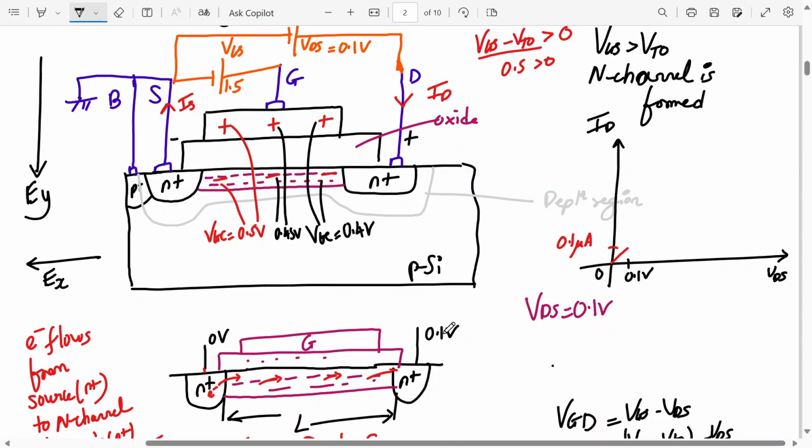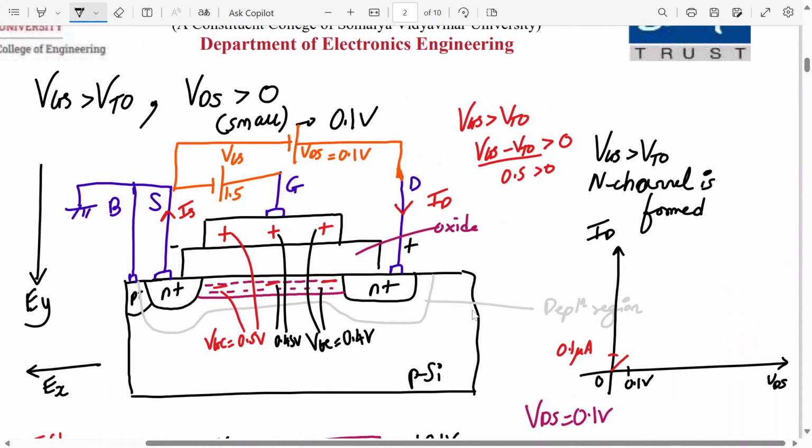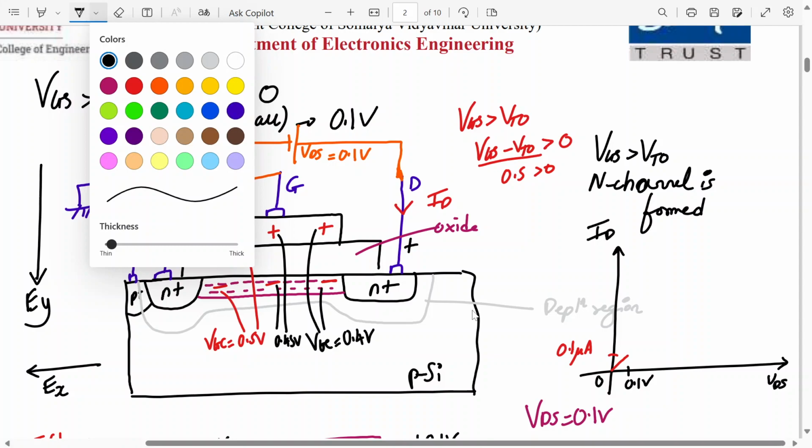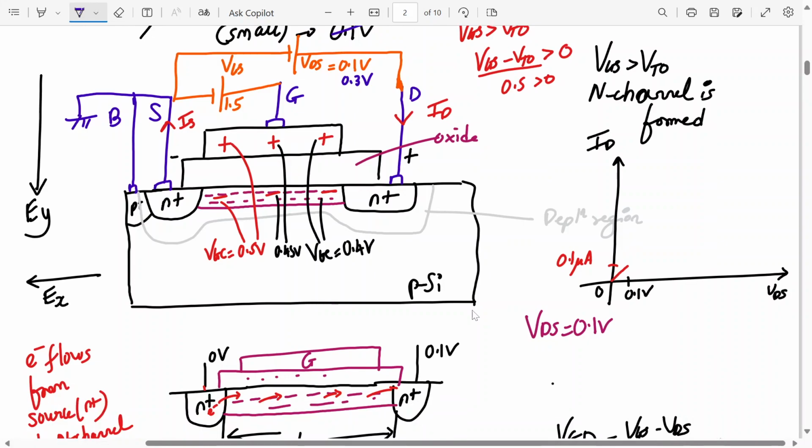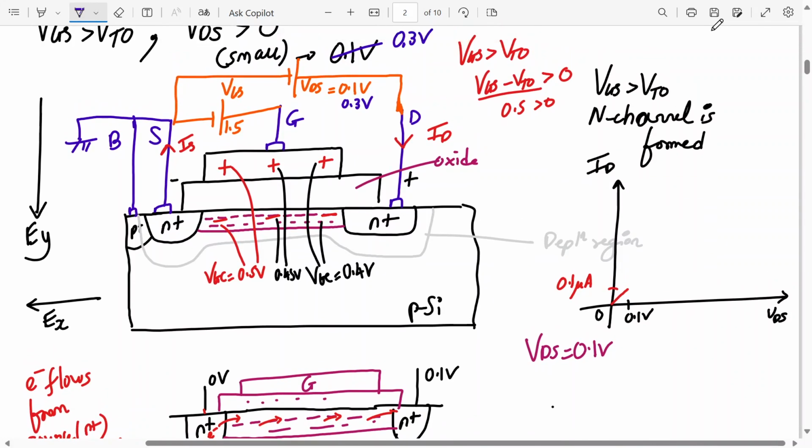Now I increase this voltage from 0.1 to 0.3. Now tell me what will happen if I increase this voltage from 0.1 to 0.3. What will happen? Tell me. What will happen?